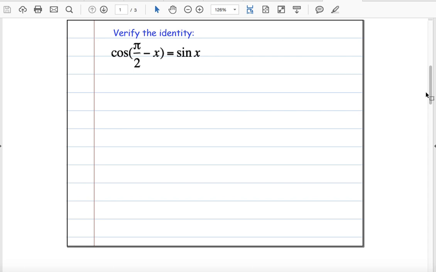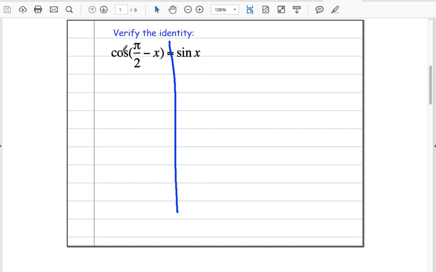So here we're going to verify the identity. Remember, when you verify, you only work on one side of the equal sign, and you're just trying to show why one side actually equals the other. And typically what we do is work on the more complicated side because we have more to work with.